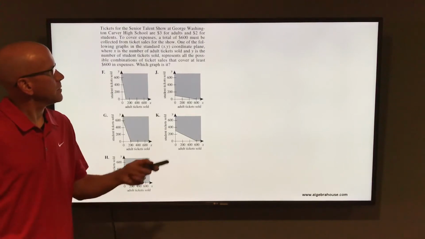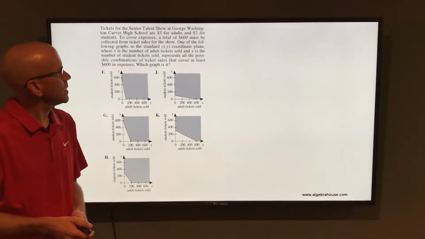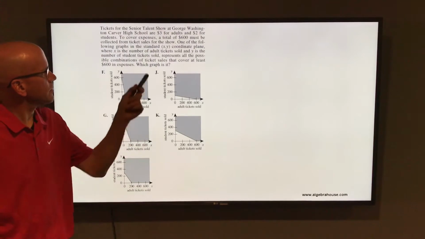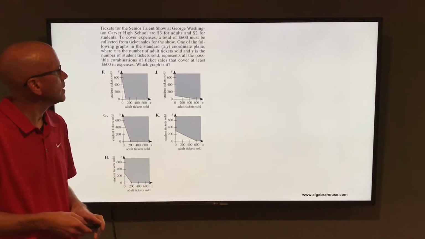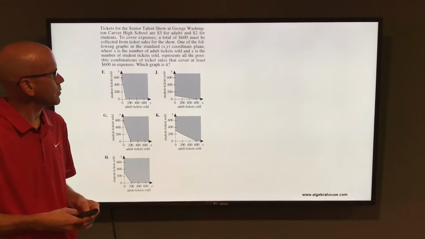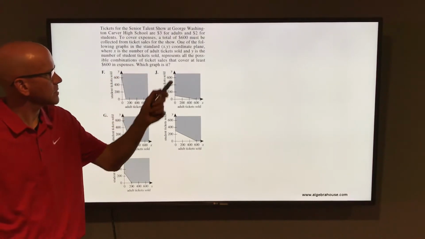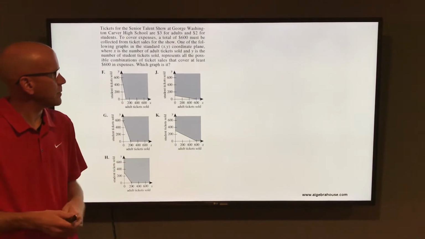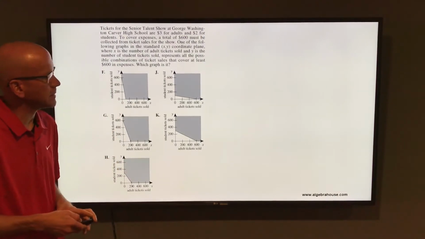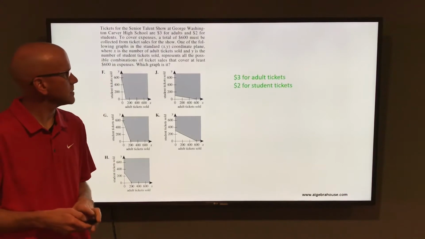Tickets for the Senior Talent Show at George Washington Carver High School are $3 for adults and $2 for students. To cover expenses, a total of $600 must be collected from ticket sales for the show. One of the following graphs in the standard XY coordinate plane, where X is the number of adult tickets sold and Y is the number of student tickets sold, represents all the possible combinations of ticket sales that cover at least $600 in expenses. Which graph is it?